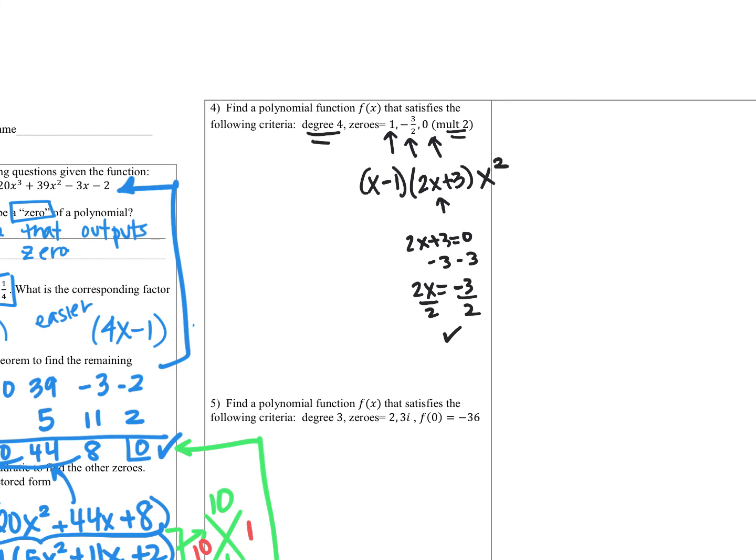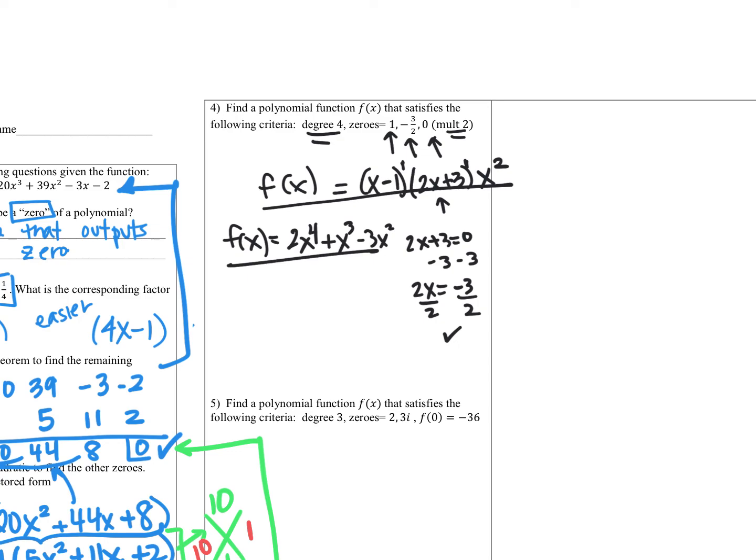So this is our polynomial. It will be degree 4 because we'll have an x to the 1 and we'll have a 2x to the 1. We can multiply that out. We can also just leave it factored. That's fine too. If you want to multiply it out, you should end up getting 2x to the 4th plus x cubed minus 3x squared. But again, either one of these is perfectly fine.